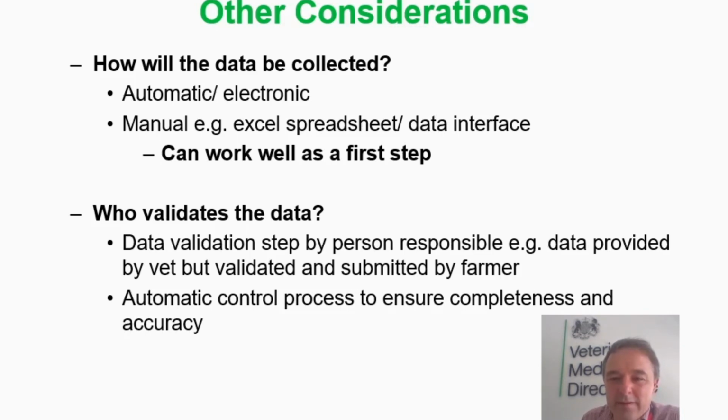Another way of data validation is maybe having a two-step process. This could be that the data is provided by the vet, but then the farmer has to validate and submit that data. Or it could be the other way around, that the data is provided by the farmer and then the vet has to validate and submit that data. Or there could be an industry body involved, so whoever submits the data, there is a separate industry body checking these figures and looking for anomalies or potential inaccuracies.